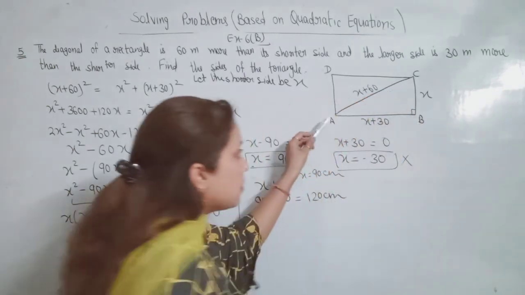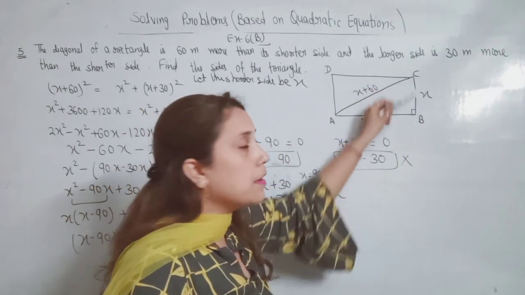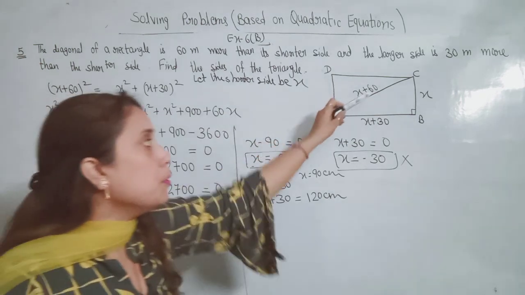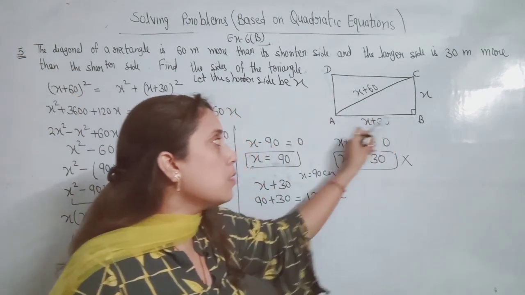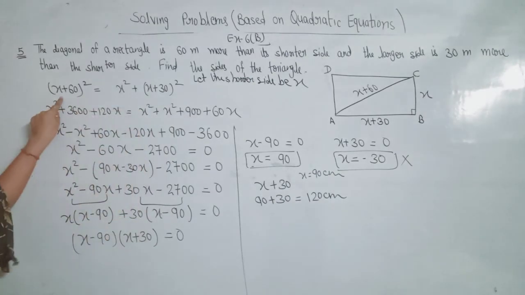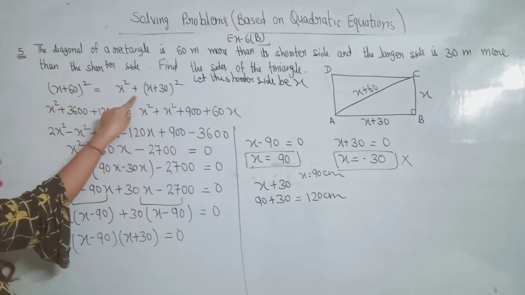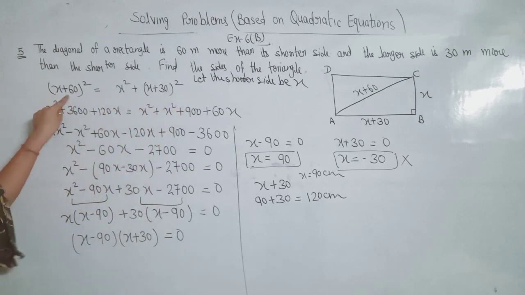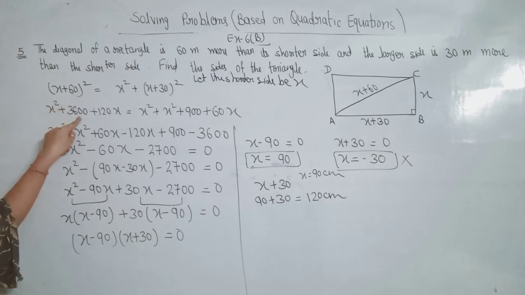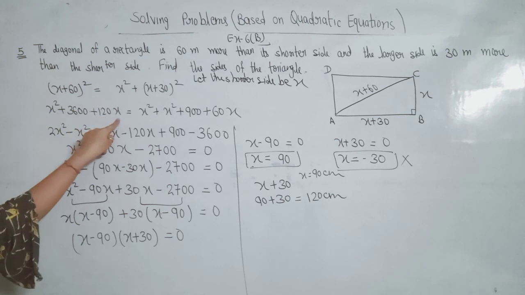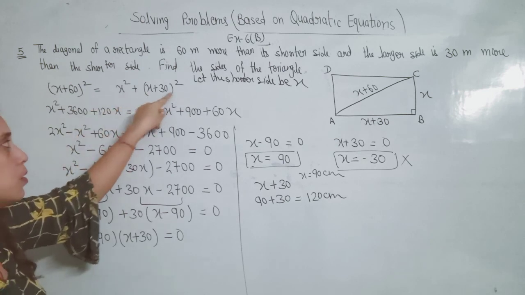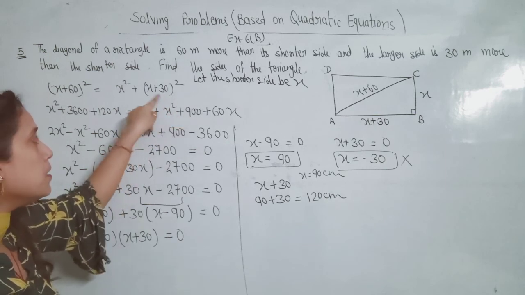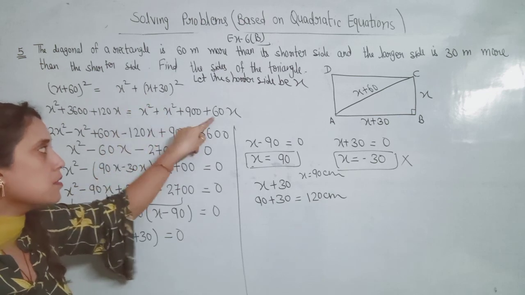Okay, and the diagonal is given, so it is a right angle triangle. We will apply the Pythagoras theorem. By Pythagoras, x plus 60, the hypotenuse squared, is equal to perpendicular square plus base square. So x plus 60 whole square is equal to x square plus x plus 30 whole square. Now open the whole square of x plus 60: x square plus 60 square is 3600 plus 2ab, 120x, is equal to x square. Open the whole square of x plus 30: x square plus b square is 900 plus 2ab, 2 into 30, 60x.